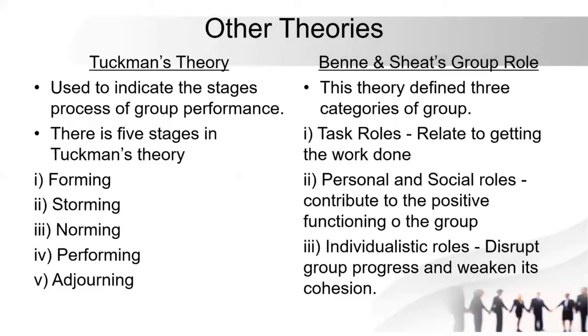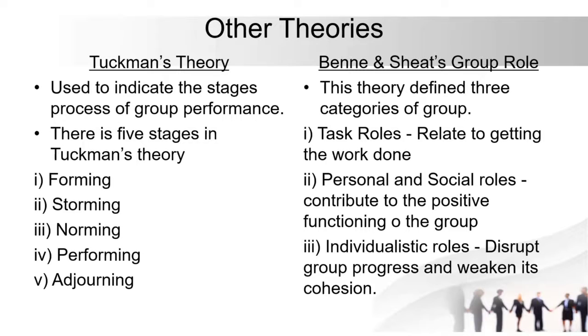The other relevant theories are Tuckman's theory and Benne and Sheats' theory. Tuckman's theory is used to indicate the stages of the group performance process. There are five stages involved in Tuckman's theory: first is forming, second is storming, third is norming, fourth is performing, and the last and final is adjourning.